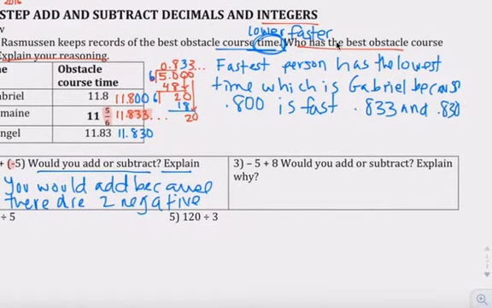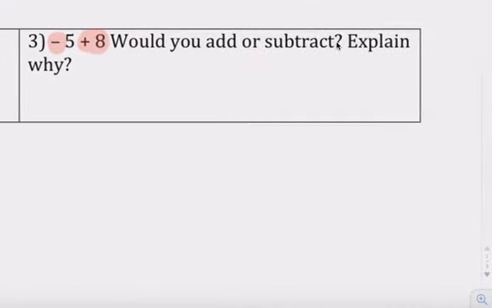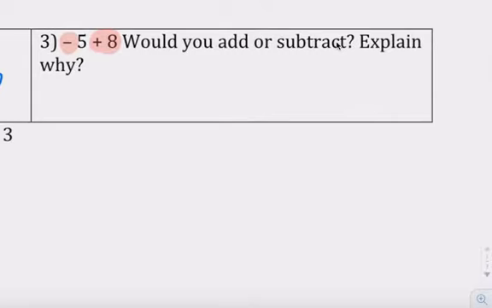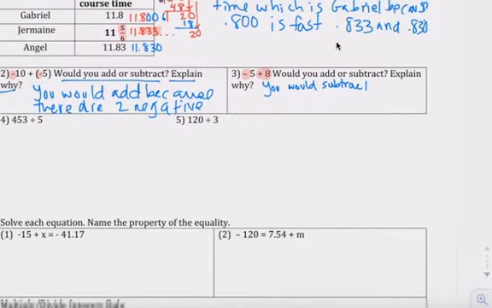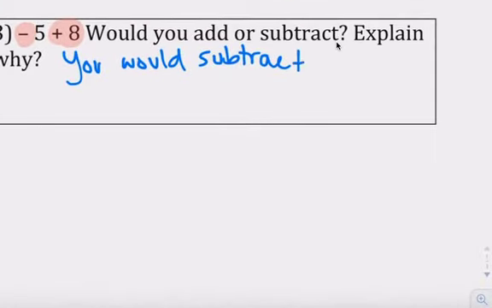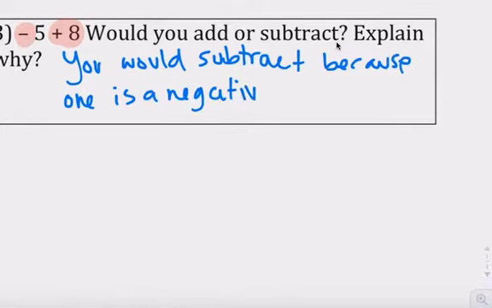Would you add or subtract? You would subtract because there's only one negative. The other one is a positive. You would subtract because one is a negative and the other is positive.